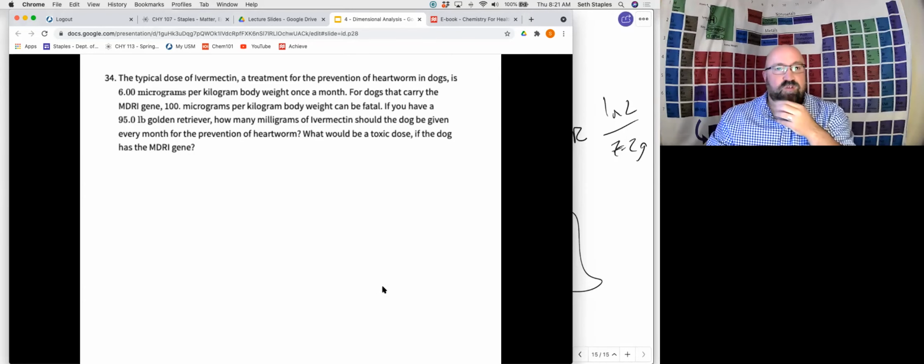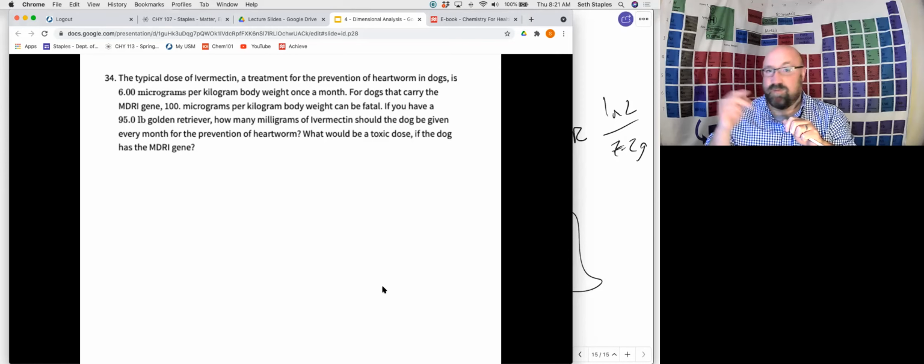Here's one that I want you to try on your own. There are 2 separate problems here. The typical dose of ivermectin, I might be pronouncing that wrong, a heartworm prevention for dogs, is 6.00 micrograms per kilogram of body weight once a month.